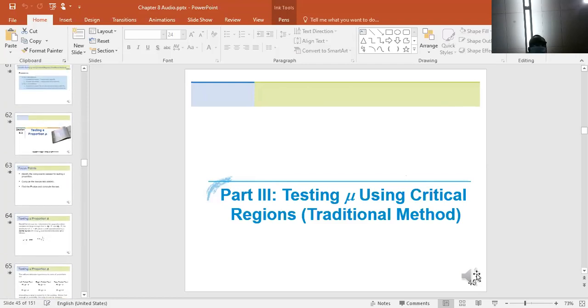So your PowerPoints also have testing using critical value, which I have discussed already. Critical value is when you find the 1.645 rather than the p-value. But we are focusing on p-value for our own objective. We are focusing on p-value.